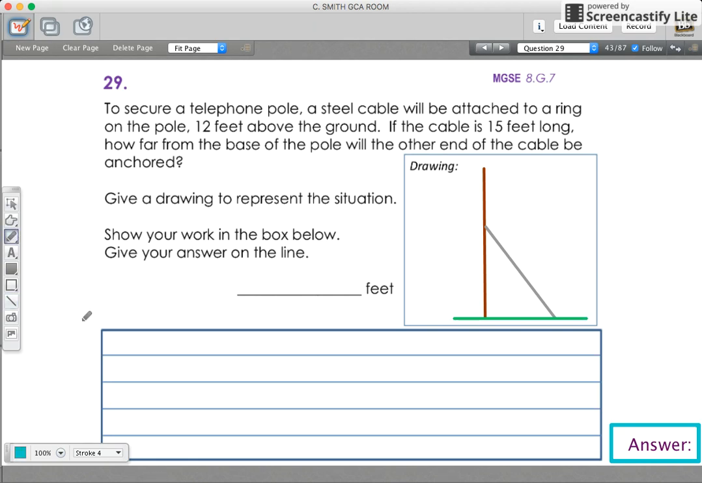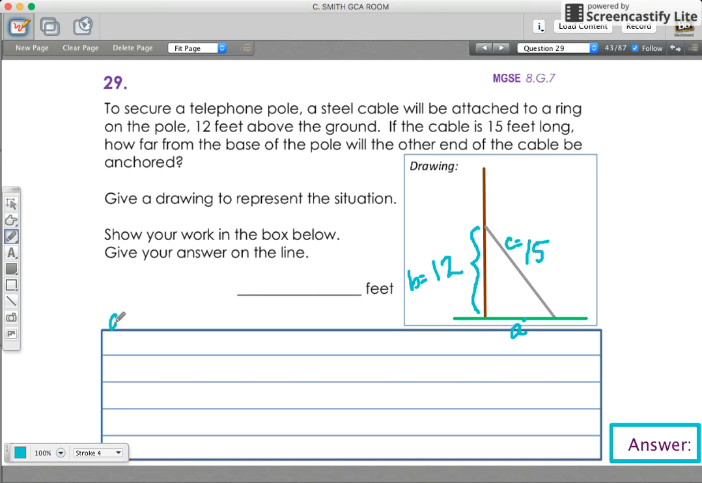All right, so let's label our diagram with the information we've been given. We know that the distance from the base of the telephone pole to where that steel cable connects is 12 feet. A steel cable will be attached to a ring on the pole 12 feet above the ground. If the cable is 15 feet long, how far from the base of the pole will the other end of the cable be? So we know this is 15, and we know that this is what we're looking for. We're going to call this A, okay? So we've got B, we've got C, we're looking for A, all right?